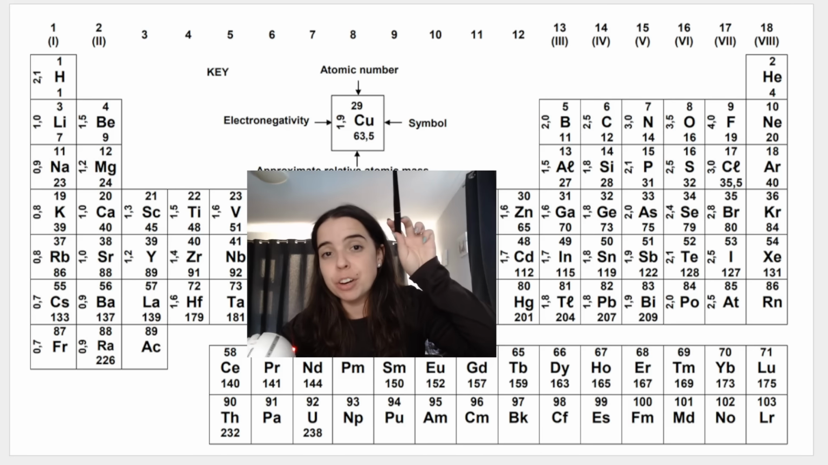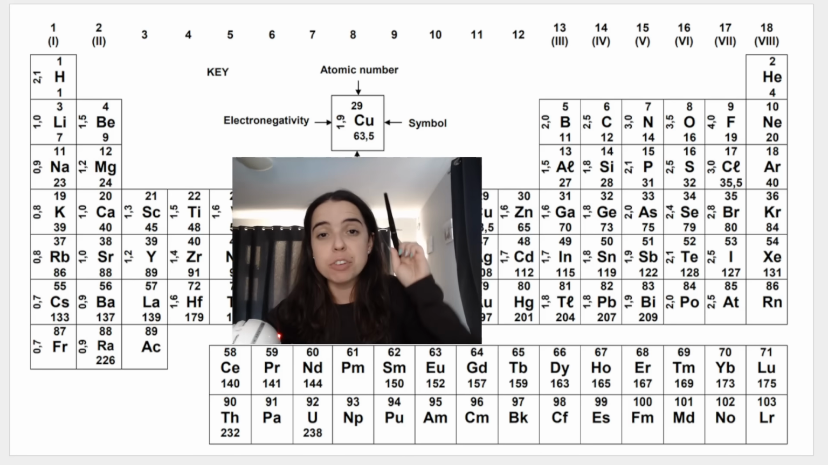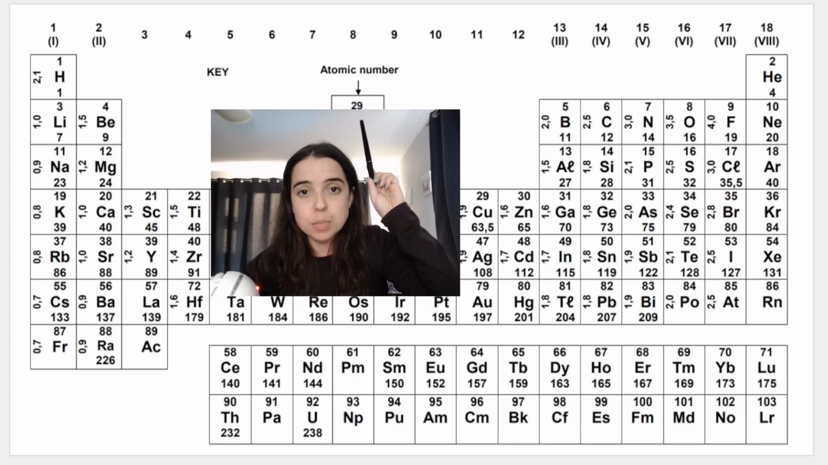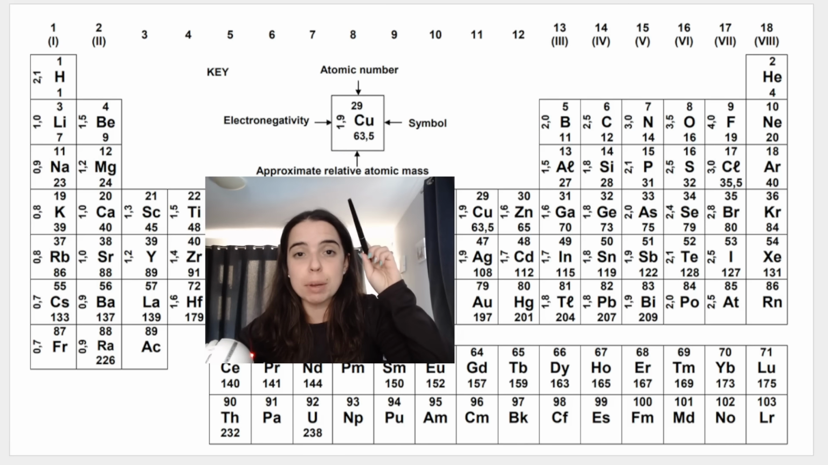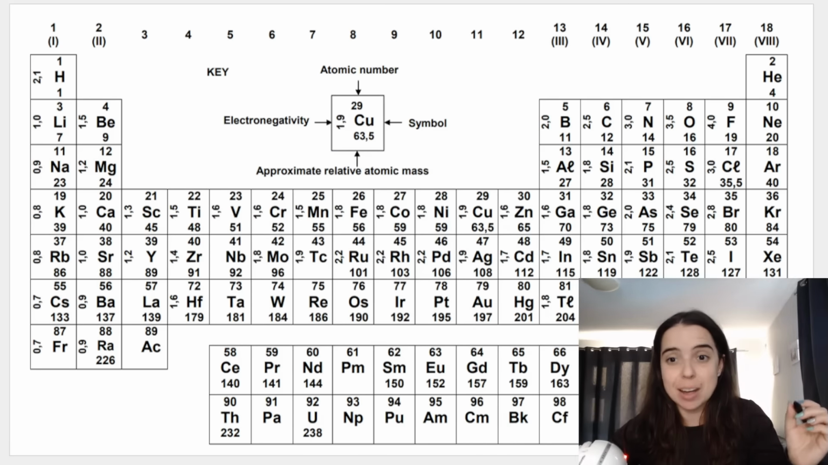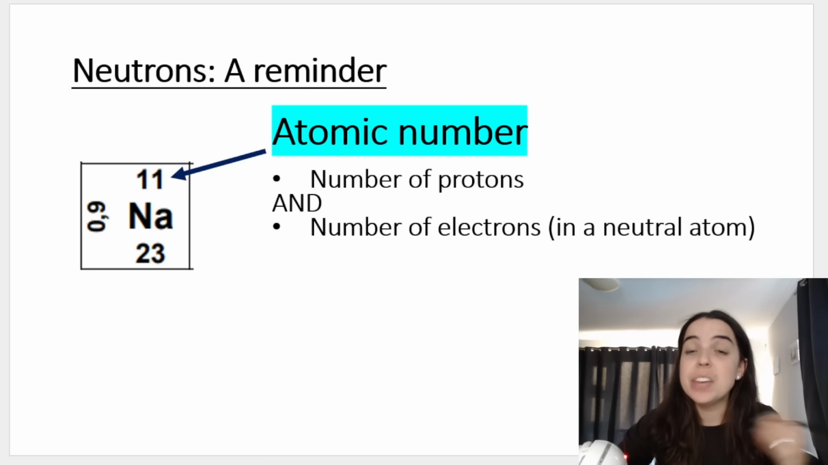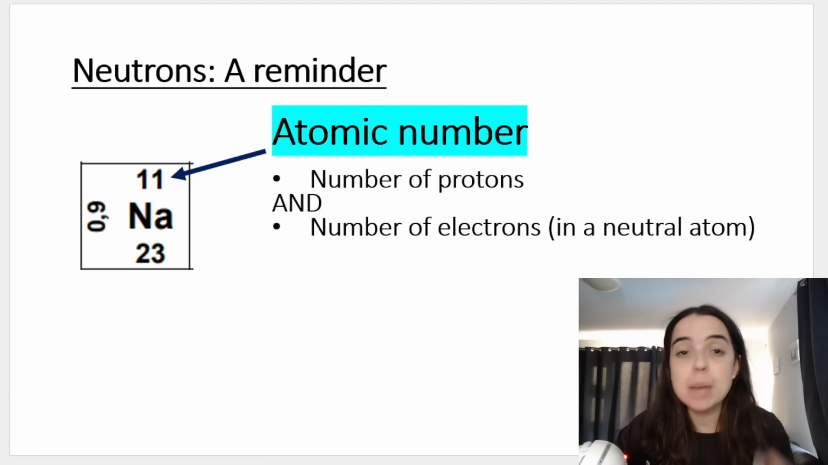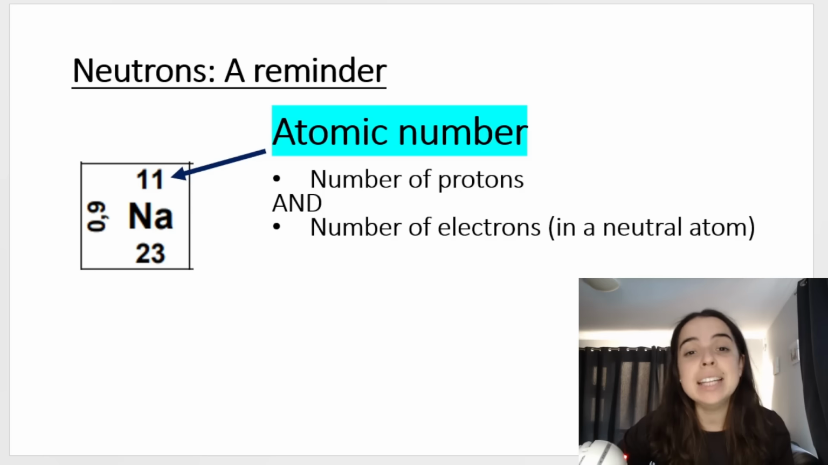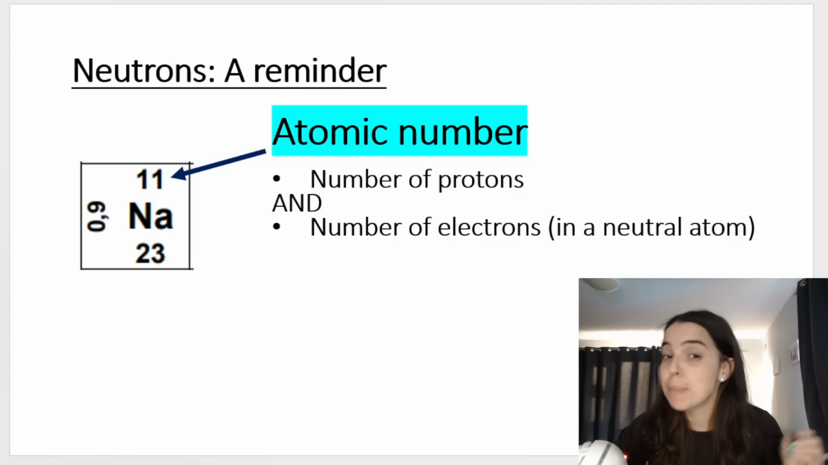This key is very, very important in case you forget the difference between atomic number, which is the small number, and relative atomic mass, which is the bottom number, the big number. So if I take a look at sodium, which is in group 1 on the periodic table, I can tell that the atomic number of the sodium atom is 11. Now, what this tells me about sodium is that sodium has 11 protons and 11 electrons, the sodium atom.